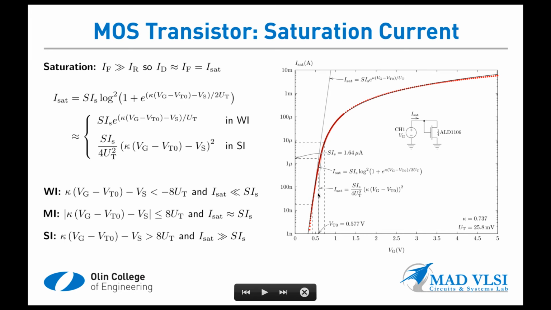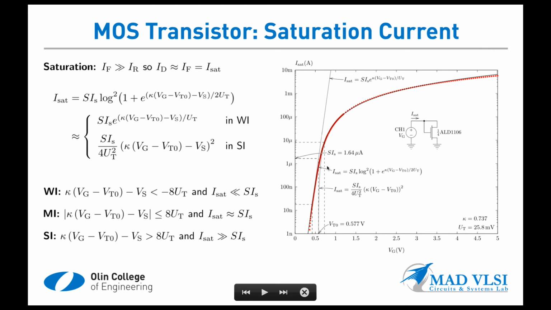This is the moderate inversion region here. And then in strong inversion, you start to get the current bending over like this, and this light gray line here, which approaches a vertical asymptote at Vg equals Vt0, is the quadratic model. And you can see that up here, the quadratic model and the EKV model are exactly the same.